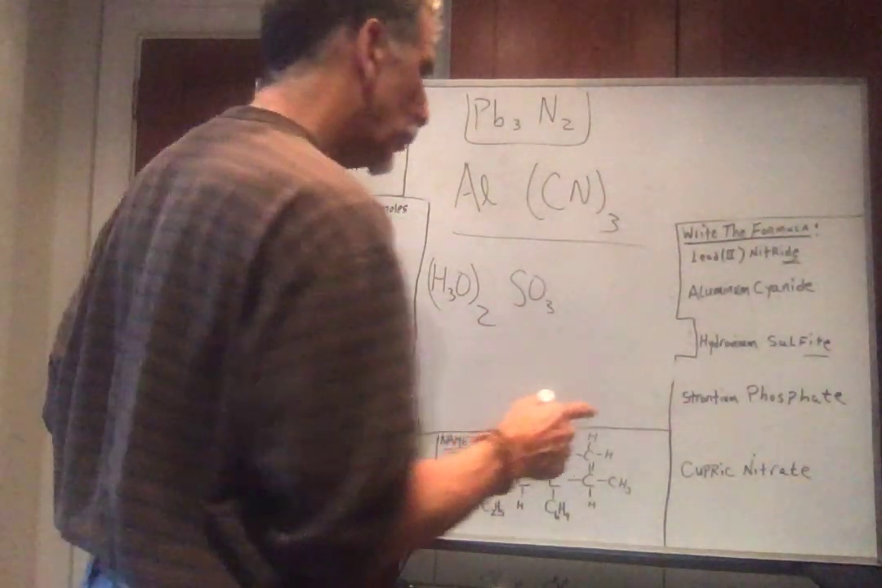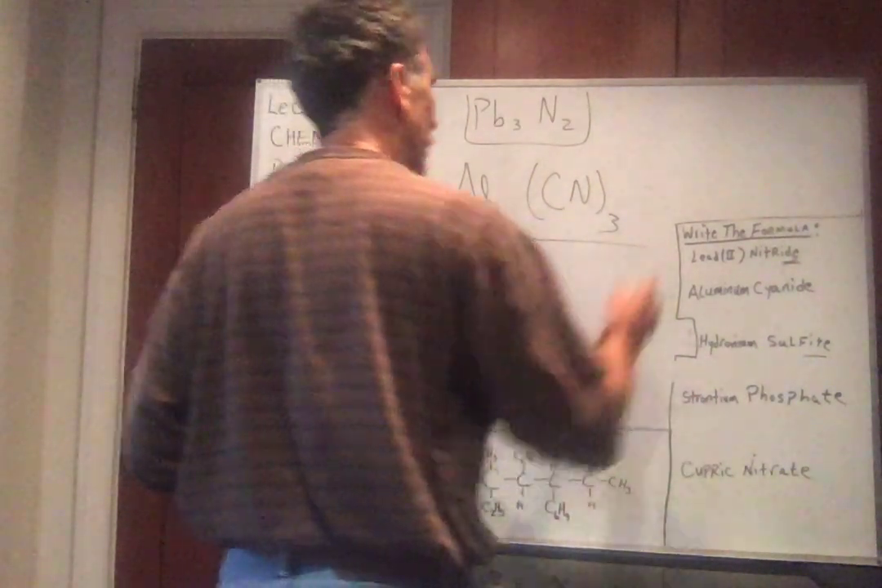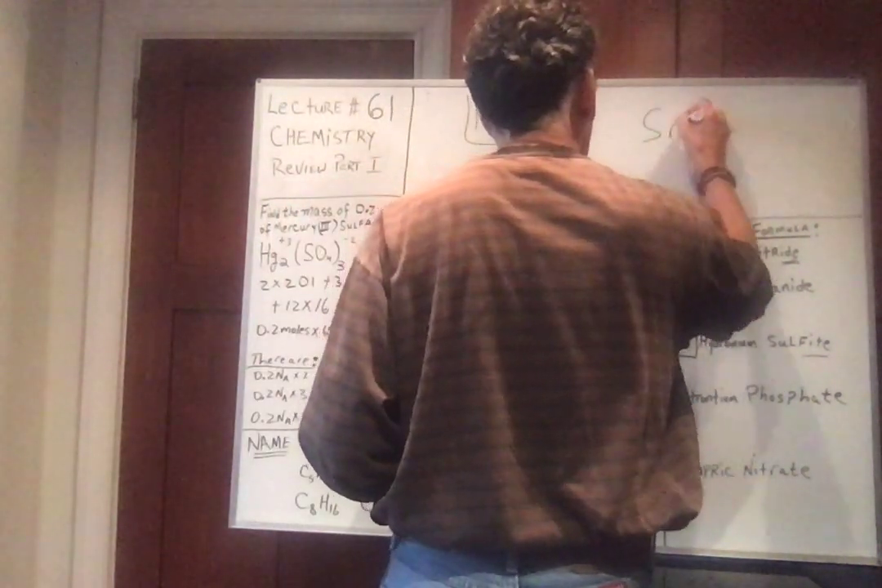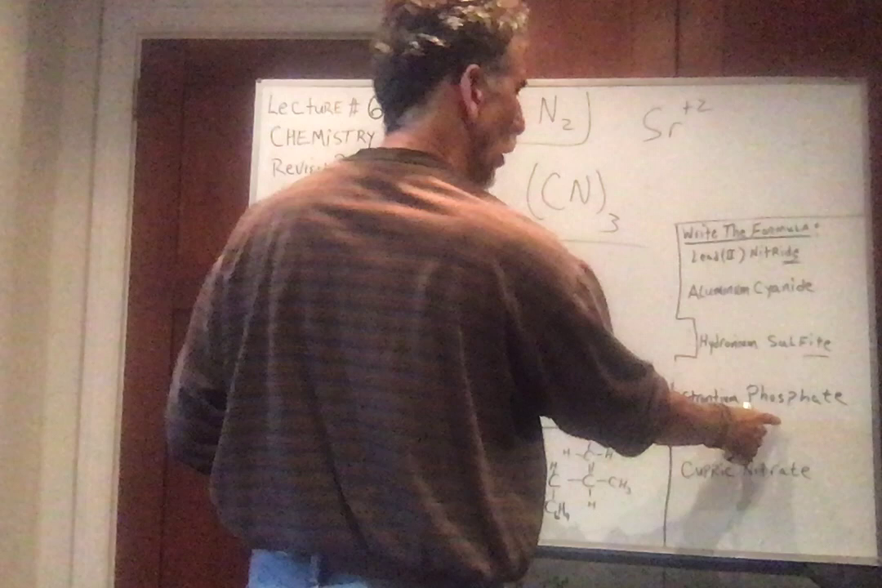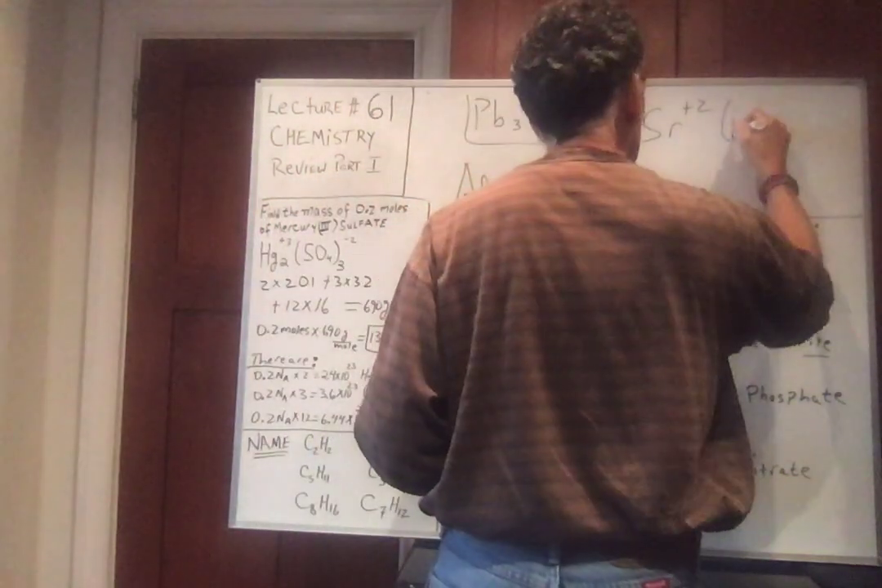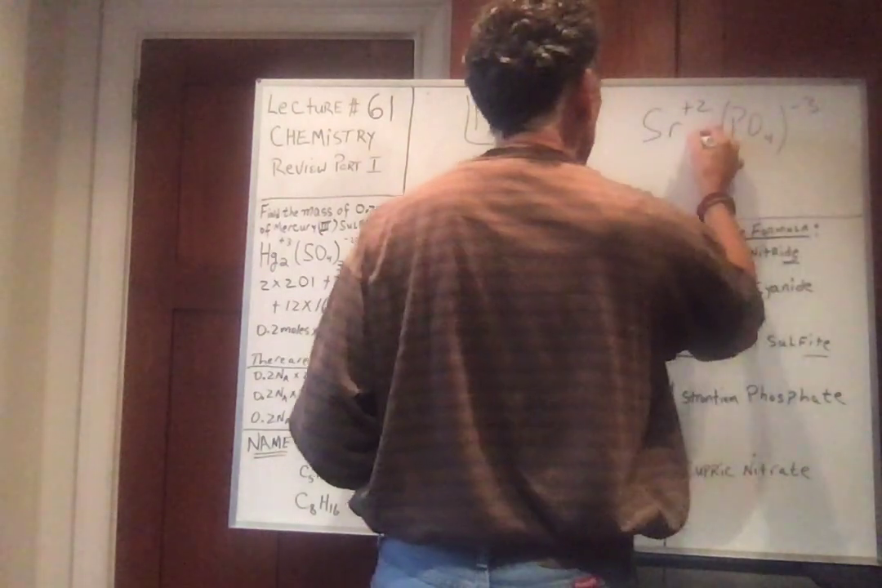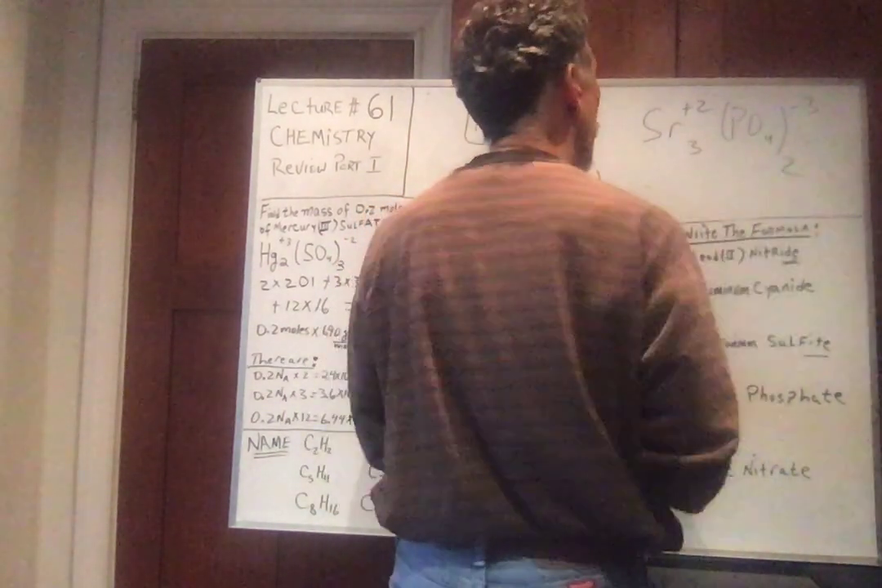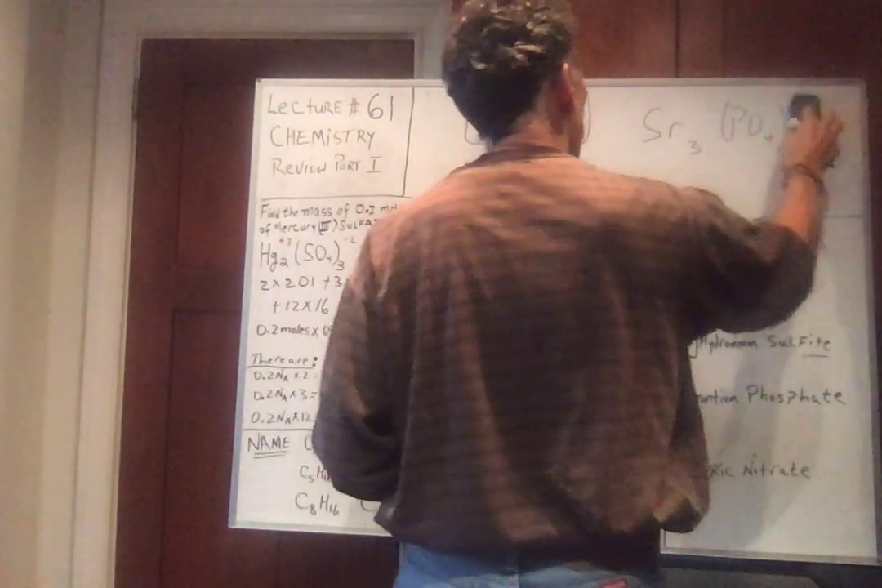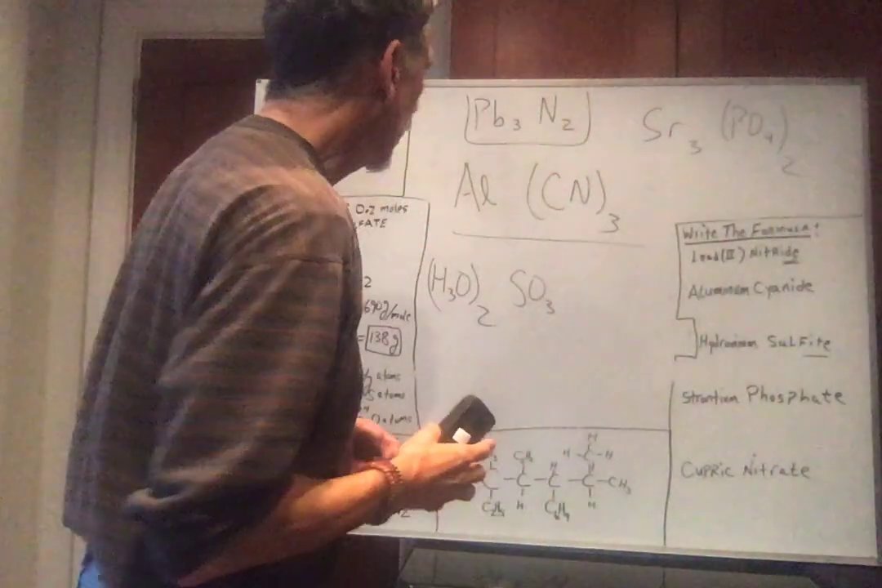And that looks like hydronium sulfite. Strontium, our old friend strontium, group 2A, right? Strontium, Sr +2. Phosphate, our old friend, PO4 -3. So we need three strontiums, two phosphates, and there we go, strontium phosphate.